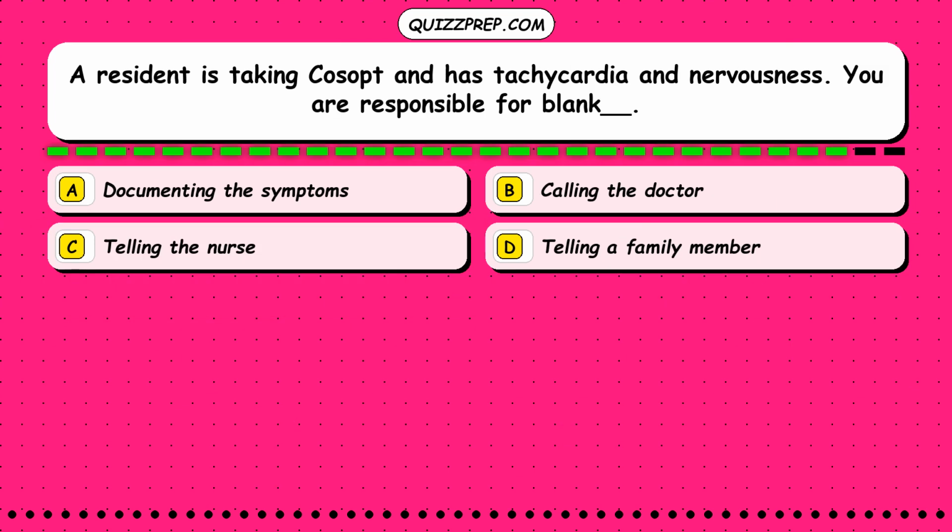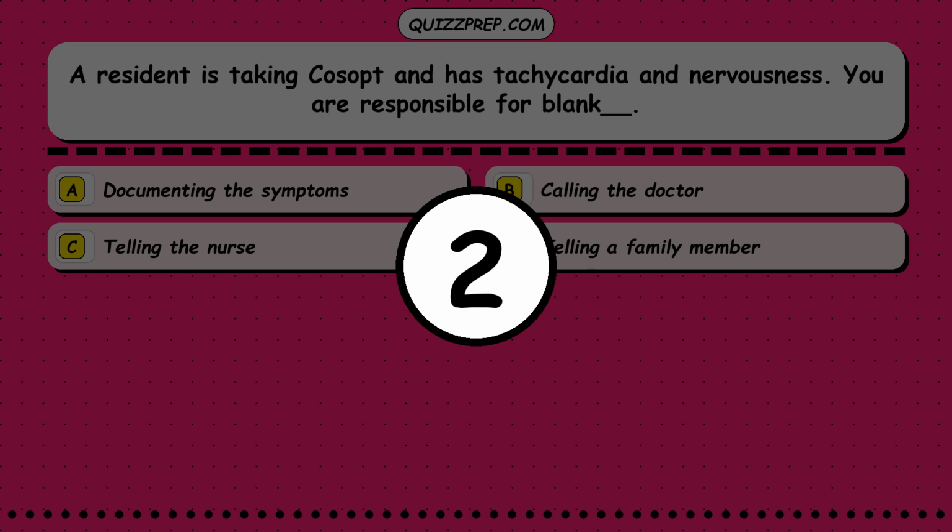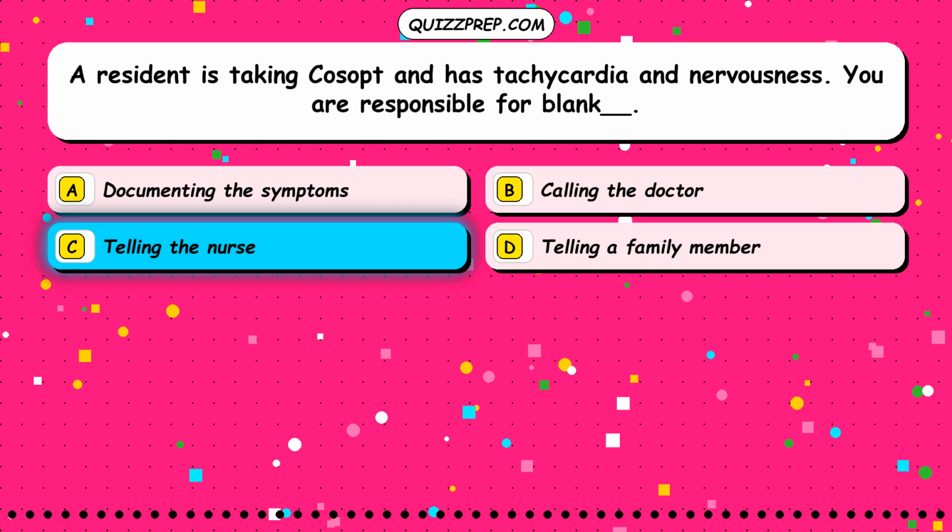Question 180. A resident is taking Cosopt and has tachycardia and nervousness. You are responsible for blank blank. Option A, documenting the symptoms. Option B, calling the doctor. Option C, telling the nurse. Option D, telling a family member. The correct answer is option C, telling the nurse.